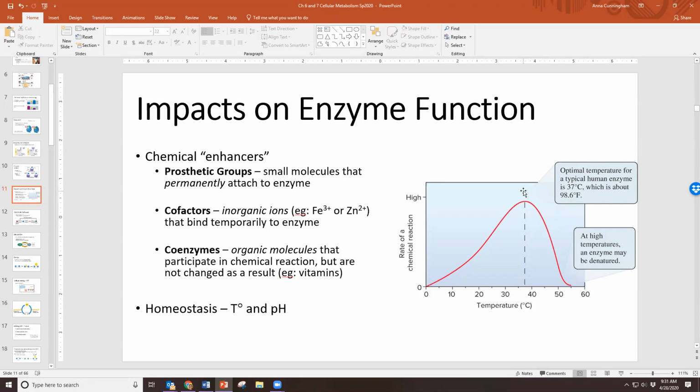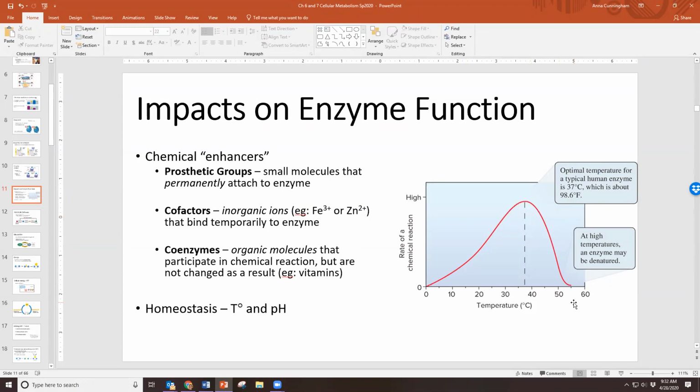But note, right around here, 37 degrees Celsius, once you get too hot, enzyme rate starts to decrease. And one of the reasons we see that is because enzymes are proteins, and proteins can denature outside of a homeostatic range. So to a certain extent, heat can increase the rate of reaction, but once you cross that threshold, enzymes start to not function because they start to denature.